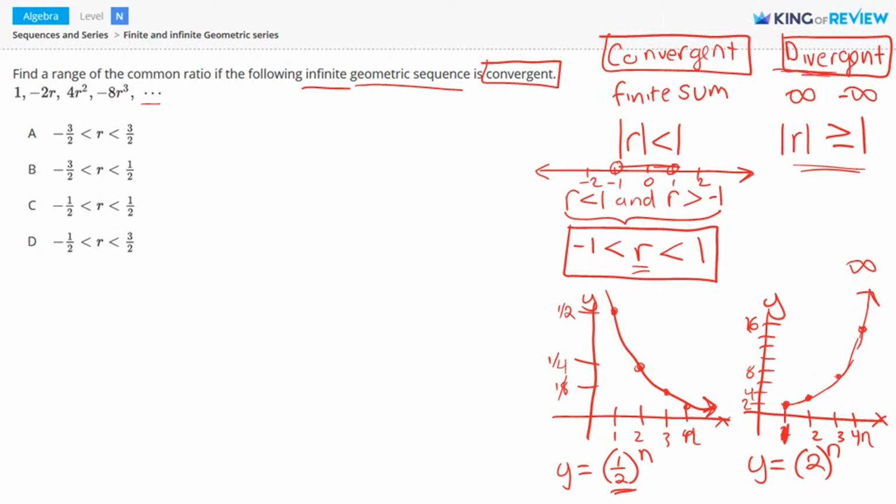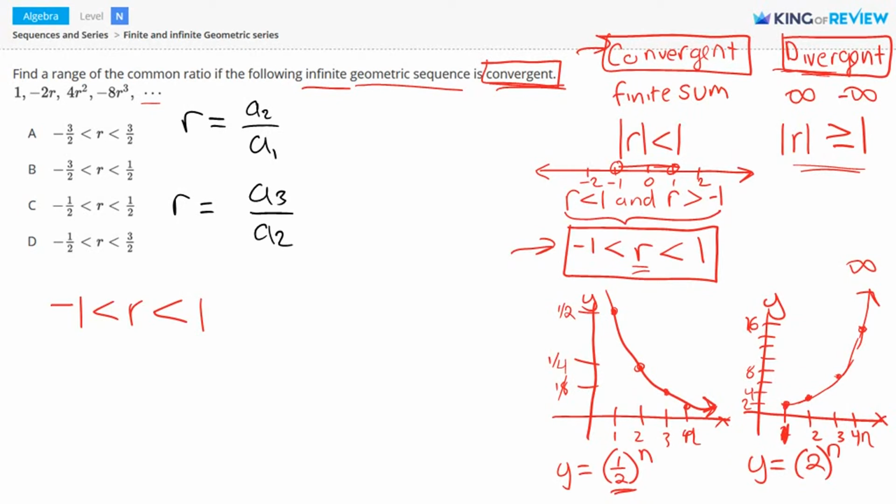Again, we're dealing with a convergent series here. That's what we're told here. So we know that this condition must be met. Negative 1 is less than r, and r is less than 1. So now let's figure out what r is for this particular sequence. How do we find r? R is equal to a term over its previous term. So you can choose a2 over a1, or you can choose a3 over a2. It doesn't matter as long as the denominator is its previous term.